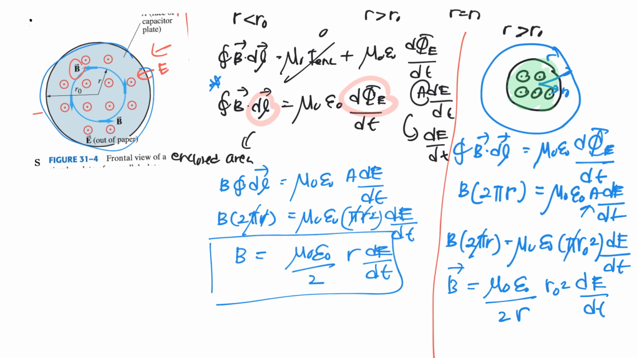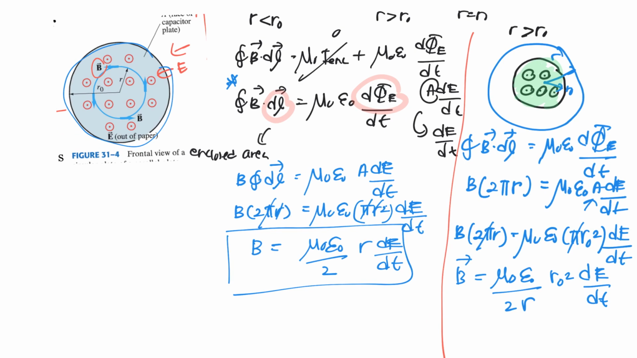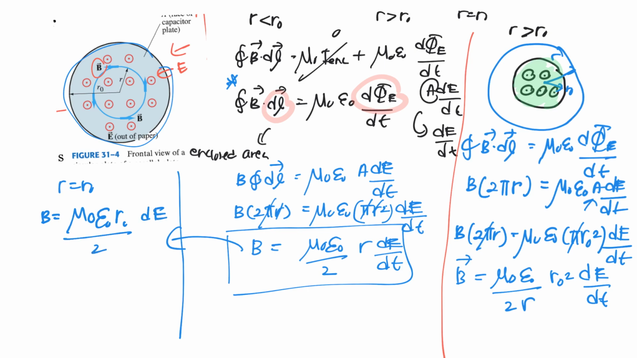Okay, if we have R equals to R naught, you can actually use only this formula, which means you are going to get the same thing, which is going to be B equals to mu naught epsilon naught R naught over 2 dE over dt.